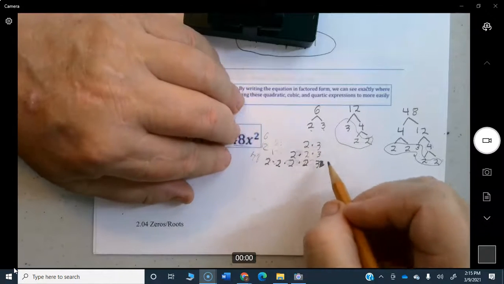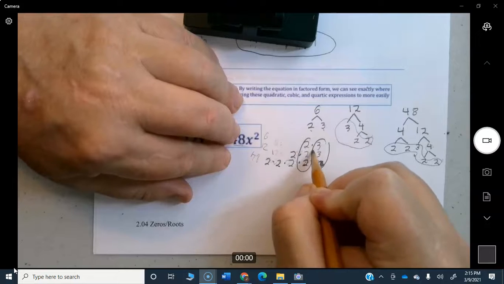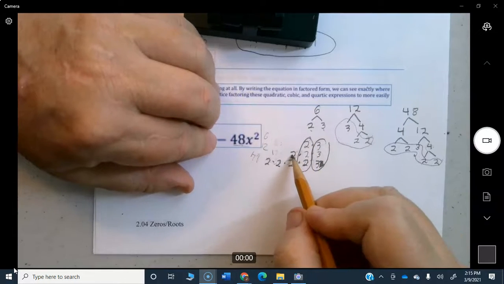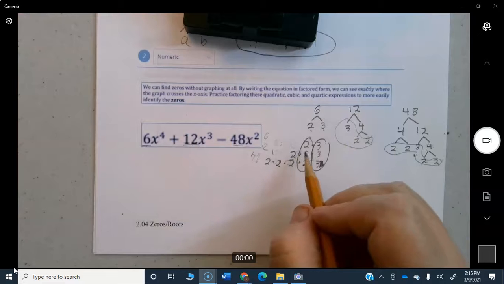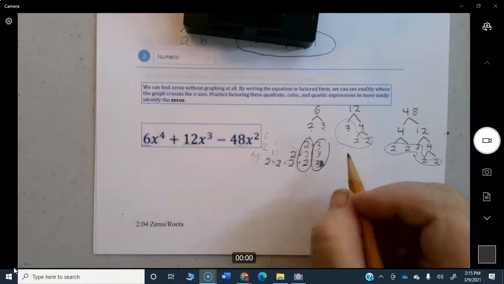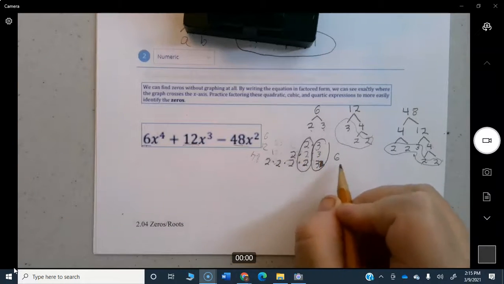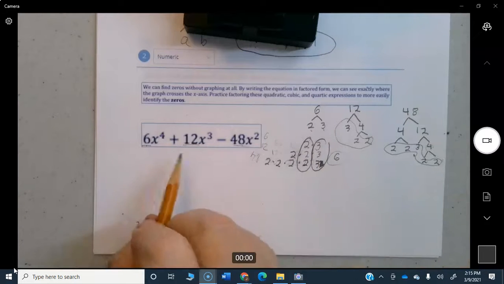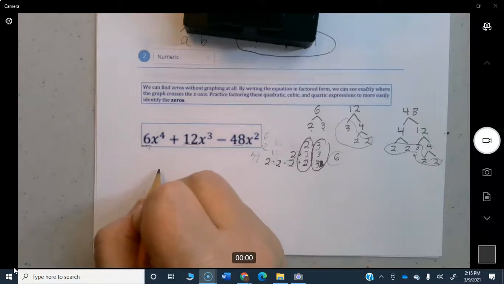So what do they have in common? They all have a 3 in common, and they all have a 2 in common. These two have another 2 in common, but this one doesn't, so you can't go any further than that. So what do they have in common? 2 times 3, so they all have a 6 in common. 2 times 3 is 6, so that means what can factor out of this is a 6. Okay, so I'm going to go ahead and do that.